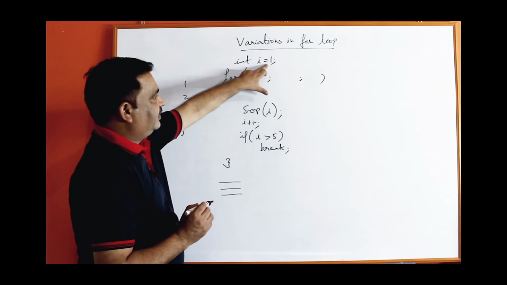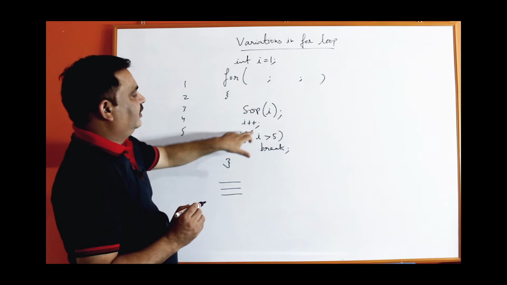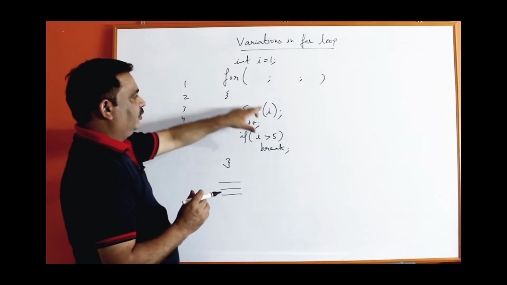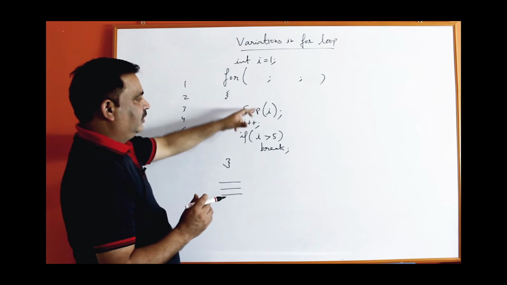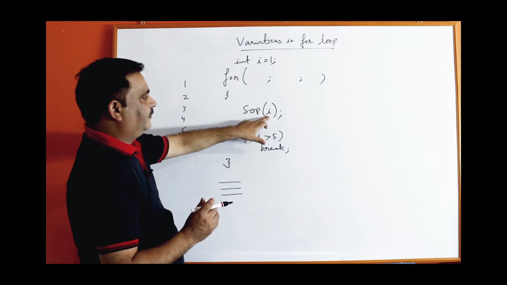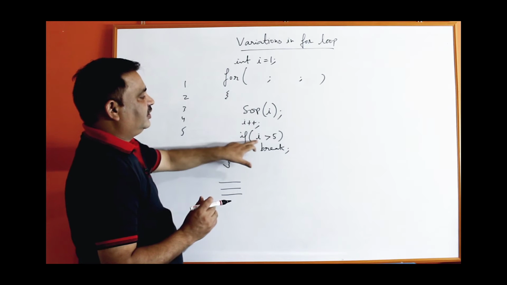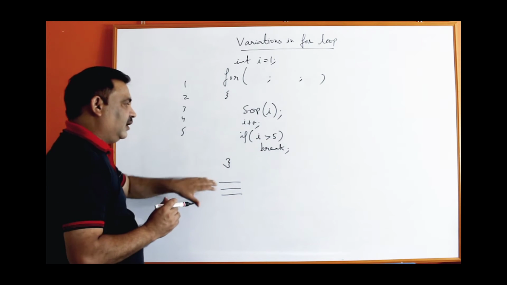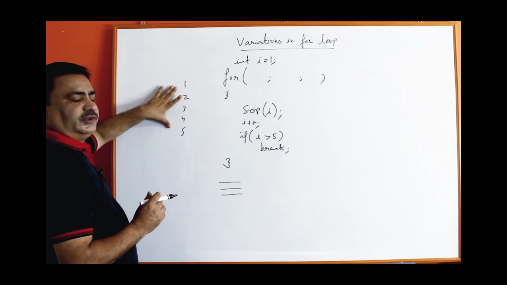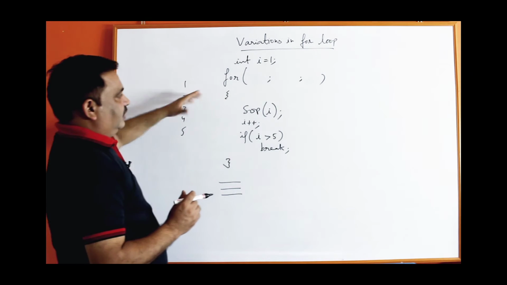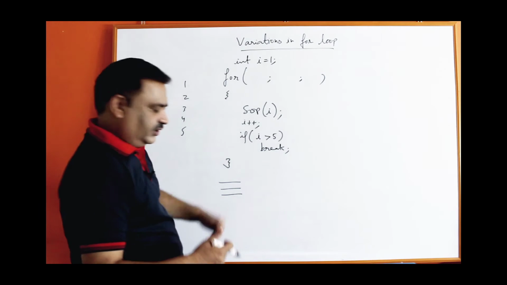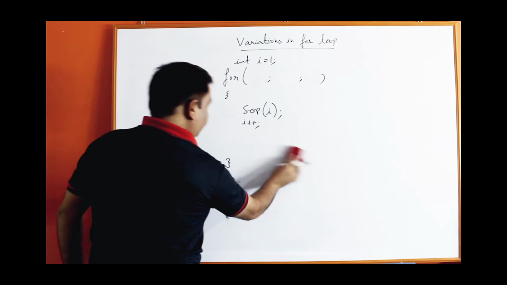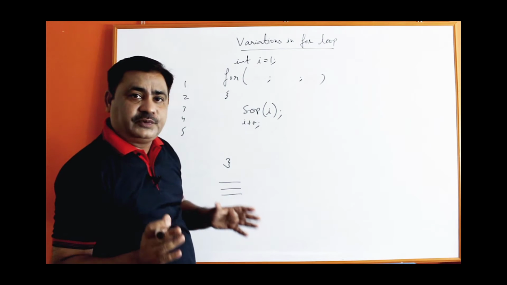It will initialize with 1, 1 will be printed, is 2 greater than 5, no, 2 will be printed, 3, 4, 5. After printing 5, it will make it 6. 6 is greater than 5, yes, it will terminate the loop. Control will come out of the loop, and you will get the same output. So, these are the different variations. Some more variations in for loop. Remember one thing, the break statement is always used within the loop.